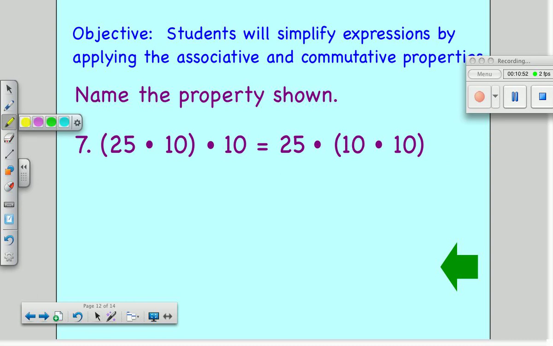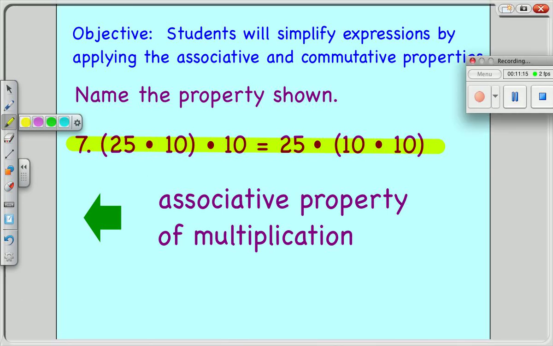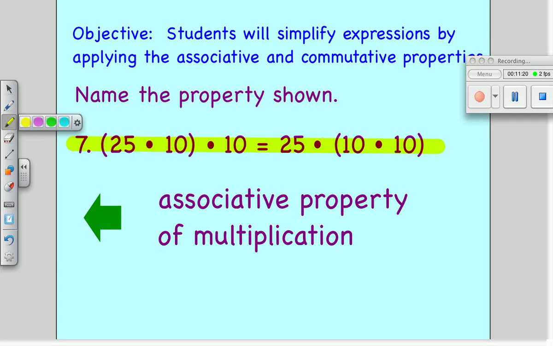Number 7. Whoops. Apologize. Number 7, we changed the grouping. If you look in the parentheses here, 25 and 10 are grouped together. If you look in the parentheses here, on the right, 10 and 10 are grouped together. Since we changed the grouping, it should be the associative property of multiplication. Okay, next one. Oh, sorry. There's only one more, number 8.